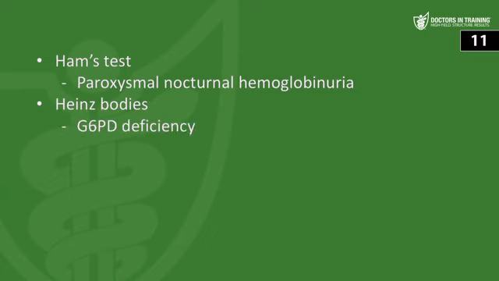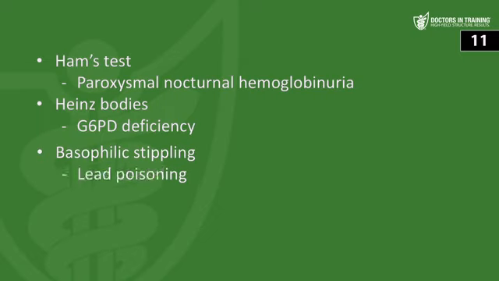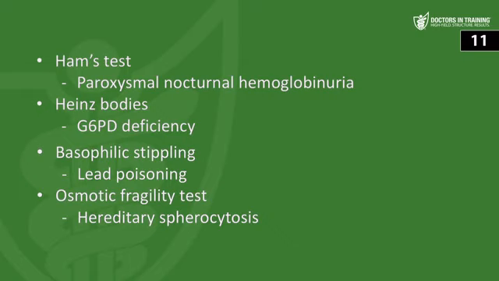Heinz bodies are seen with G6PD deficiency primarily. Basophilic stippling, you can see this with lead poisoning primarily, and then sometimes in thalassemia and anemia of chronic disease. But again, the main one to know is lead poisoning. And the osmotic fragility test is a test to diagnose hereditary spherocytosis.